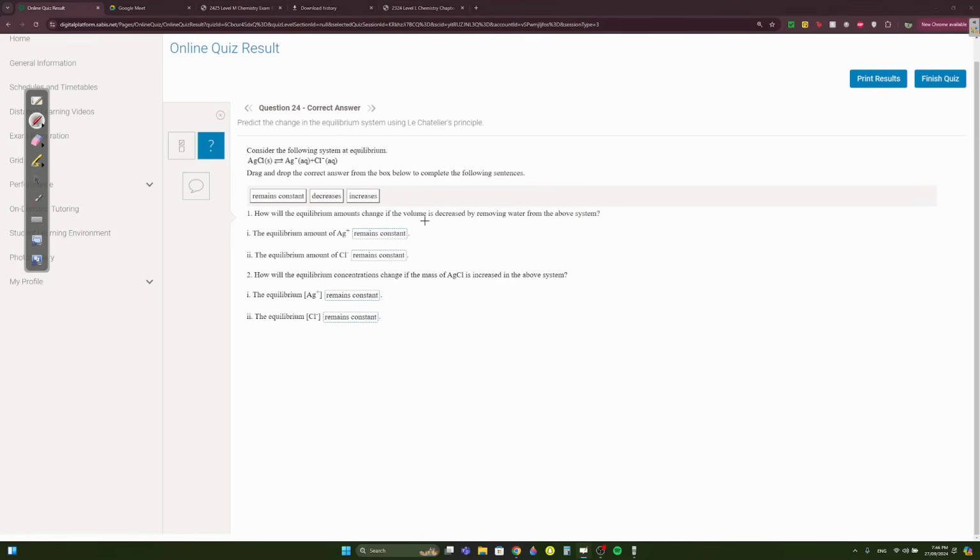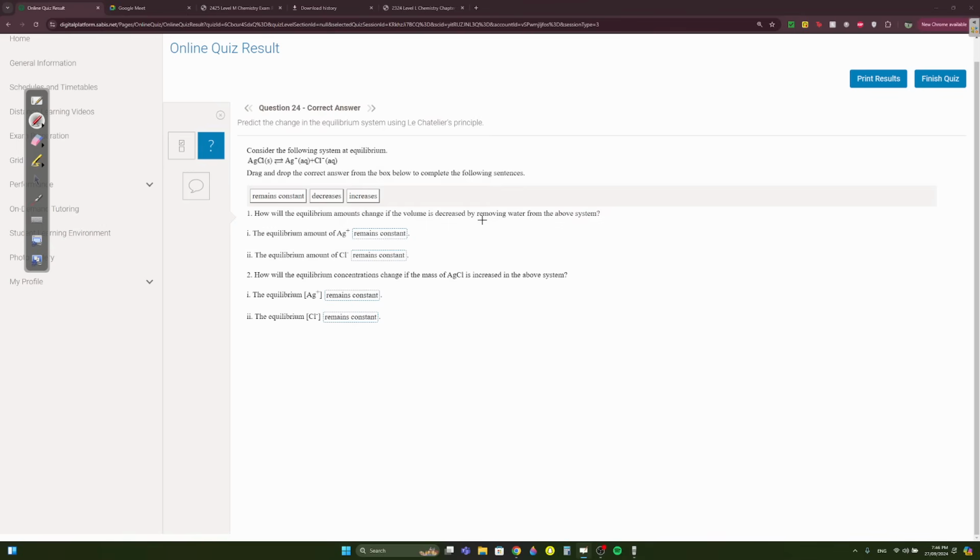How will the equilibrium amounts change if volume is decreased by removing water from the system? Let me see. What water? I think maybe they mean solution. Yeah, I think they mean solution.